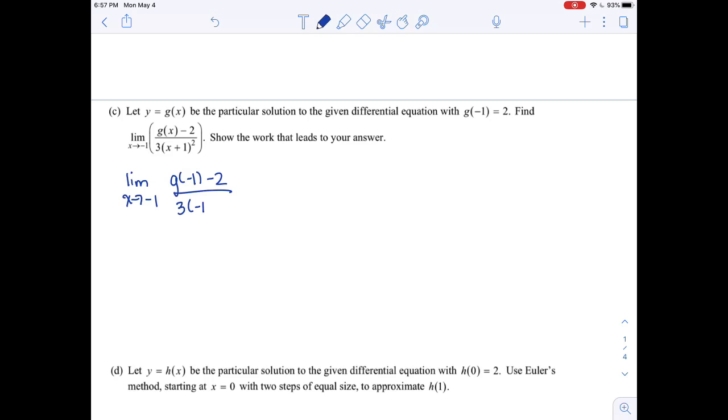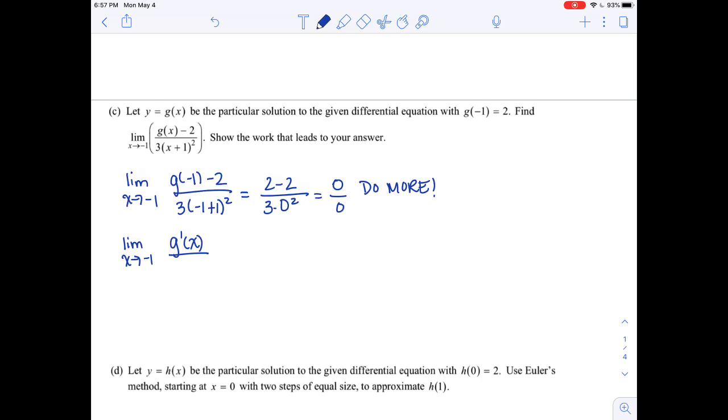So if I take the limit as x goes to -1, remember your first method of doing a limit is to plug in. So I take the information that they provide me, and it turns out I have 2 minus 2 over 3 times 0 squared, which is 0 over 0. That doesn't mean that it's undefined. It means you have to do more, which in most of these cases now means do L'Hopital's rule. So you take the derivative of the top, take the derivative of the bottom, reevaluate the expression.